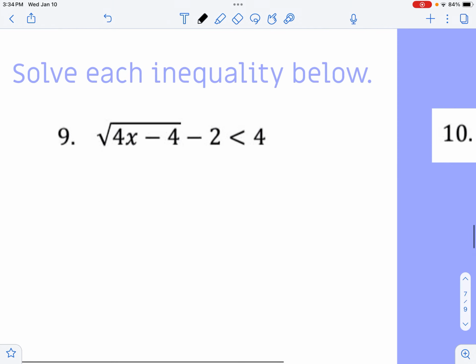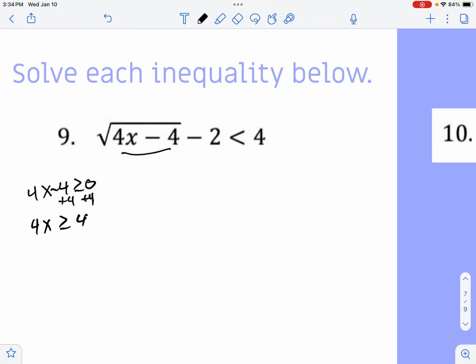Okay, this is less than again, so I'm probably going to bump into, hey, 4x minus 4 has to be greater than or equal to 0, because that can't be negative underneath the square root. That's what you would say. So 4x is greater than or equal to 4 because I added 4 to both sides. Divide by 4. X is greater than or equal to 1. Okay? Not necessarily my answer. I just can't have anything less than 1. It's got to be greater than or equal to 1.